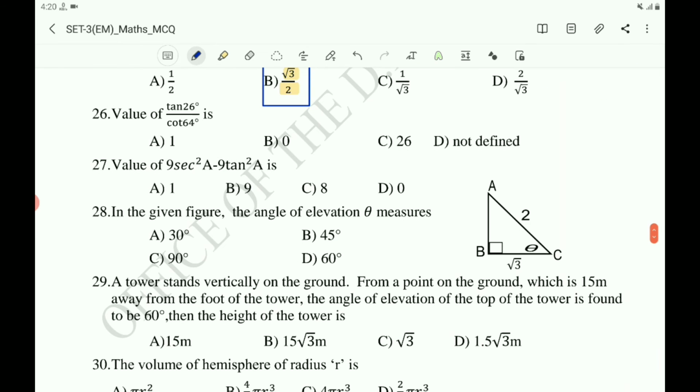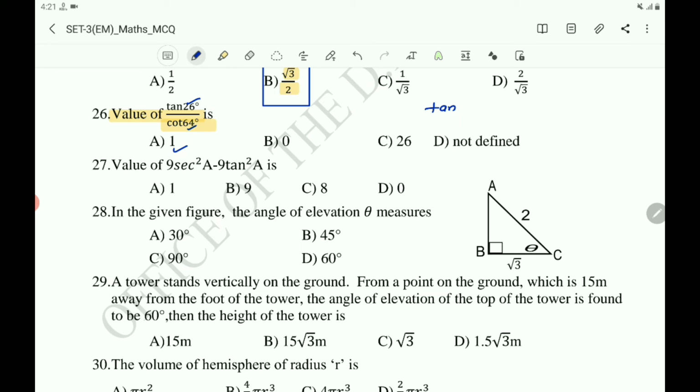Next you take the question number 26. Value of tan 26 degree by cot 64 degree. You know that it is equal to 1, because they are complementary to each other. So they are equal. You will get the answer which is equal to 1.